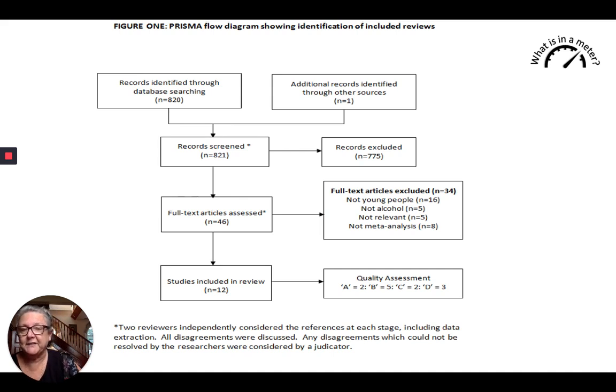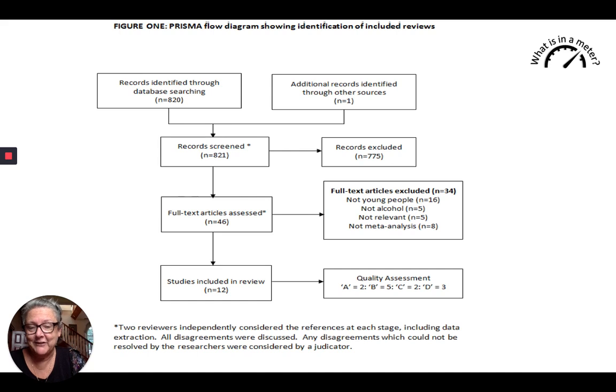And this is what the flowchart looks like. Ignore the quality assessment at this point. So you've got your records. This was a very, very small one that we did. It was a review of reviews. And what this shows us is that we found 820, but actually somebody said, have you seen this paper? And we found one other, and that's called berry picking. And you can see the additional records identified through other sources is absolutely fine.